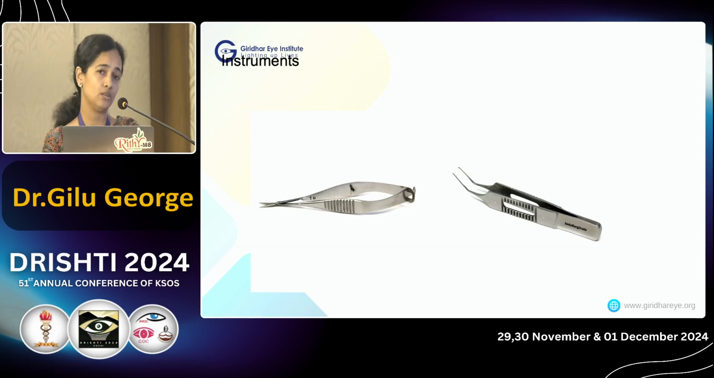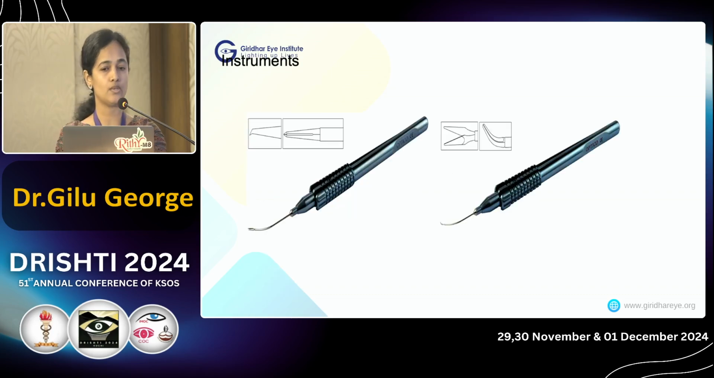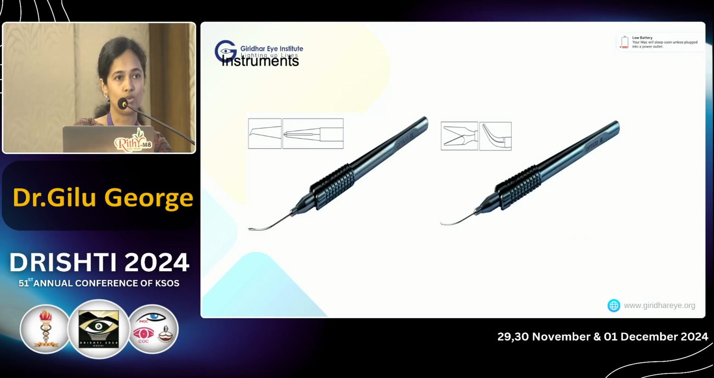Because you are using it through the main port, if you are not holding your instrument properly, the OVD will come out and your chamber will be shallow. So in such conditions, what you can use is a microcapsulorhexis forceps, which can be used through the side port. Now because it is used through the side port, the chamber will be much more stable.